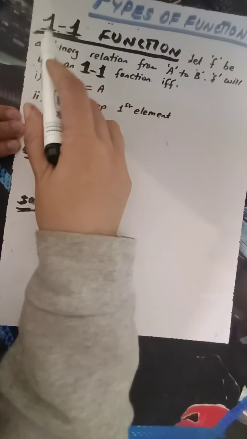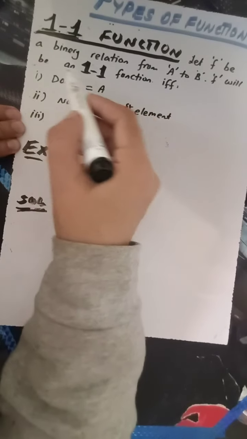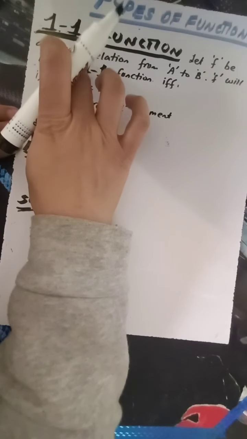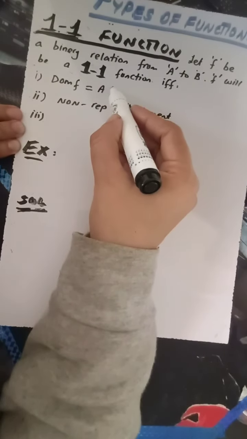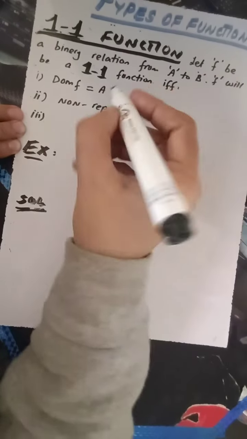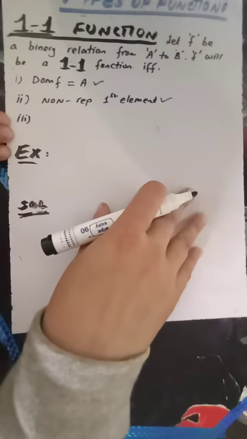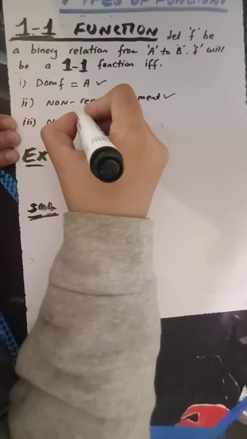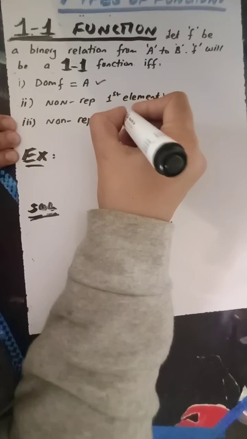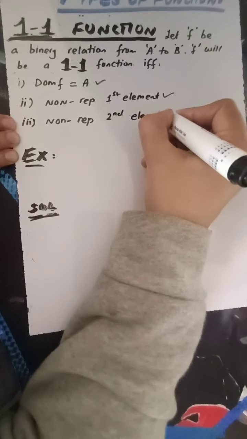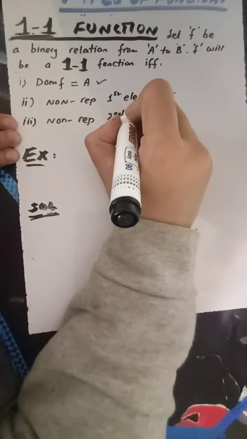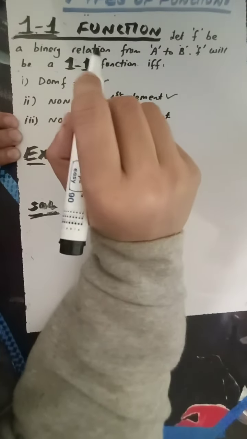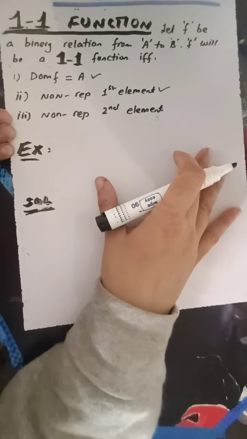Okay, the conditions for a 1-1 function: f will be a 1-1 function if domain of f is equal to A, non-repeating first element; these two conditions are for the function. The third condition will be that it should have non-repeating second element also. So in a 1-1 function, for every value of y we have a unique value of x. Just as for every value of x we have a unique value of y, the reverse should also be satisfied. Then we say that the function is 1-1.